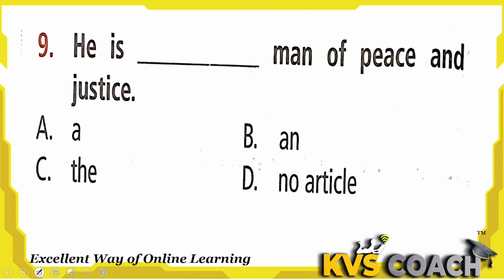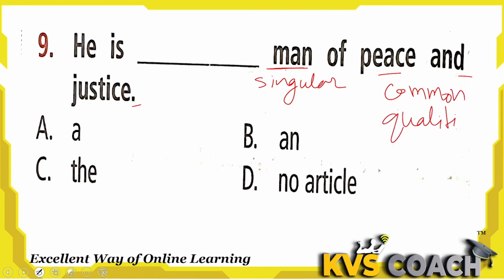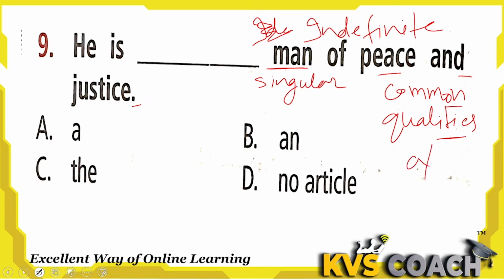Next is, he is dash man of peace and justice. Here is talking about man. Man is singular word here. Okay, and there is peace and justice quality. They are talking about, these are the common qualities of a people. Okay, common qualities. So this is indefinite article here. Why it is indefinite? Because the person is singular and they are talking about the common qualities of a man. Okay, so what we will use? We will use A or AN for indefinite article. Here M is the consonant, so we will use A, not AN. So A is the right answer here.